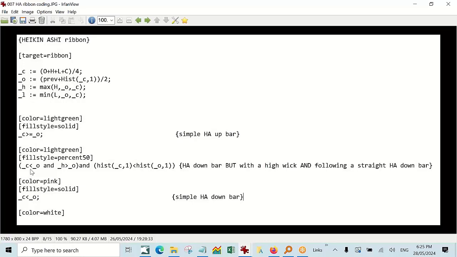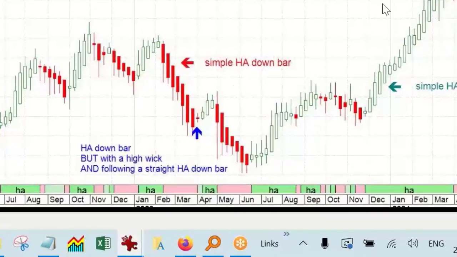The Heikin Ashi close is down, but the high is above the open. We'll go back and have a look in a moment. And it's also following a straightforward down bar, Heikin Ashi down bar. And the last one is simple pink, it's a down bar. Just go back and look at those again so you see what we're talking about. Light green, got a high wick on it, and is also a down bar. These have got high wicks too, but they're green up bars.